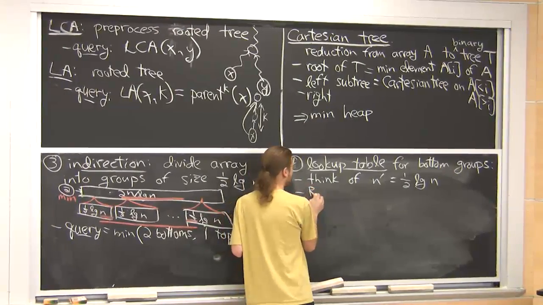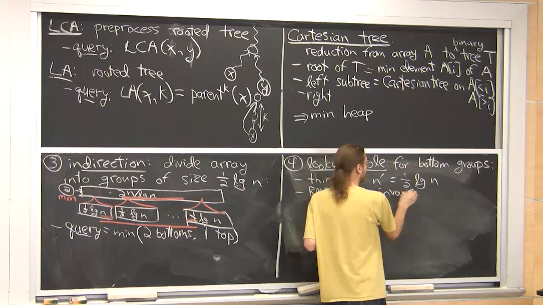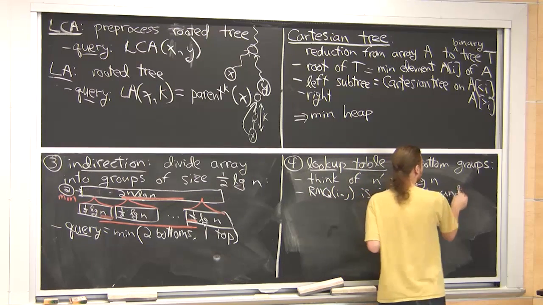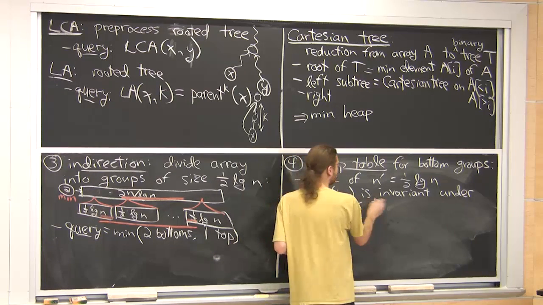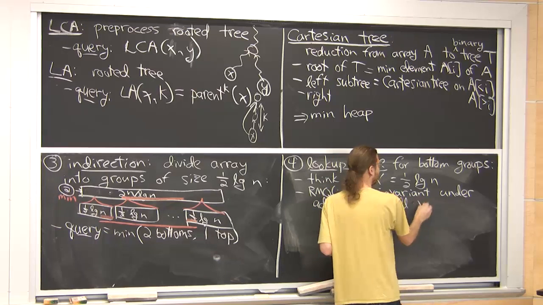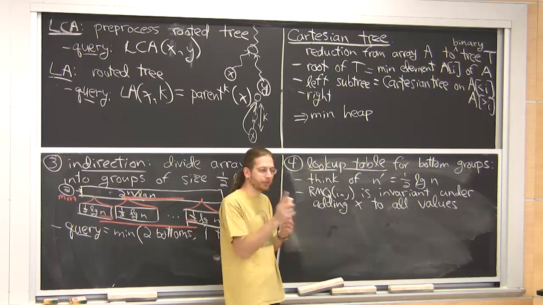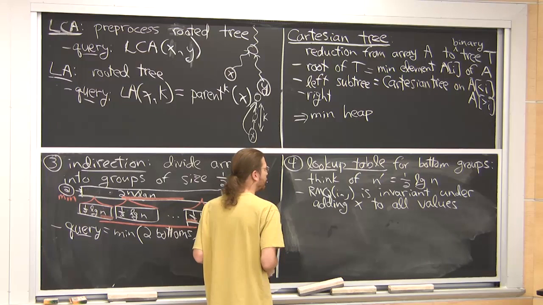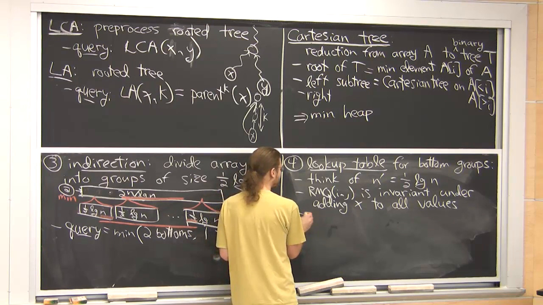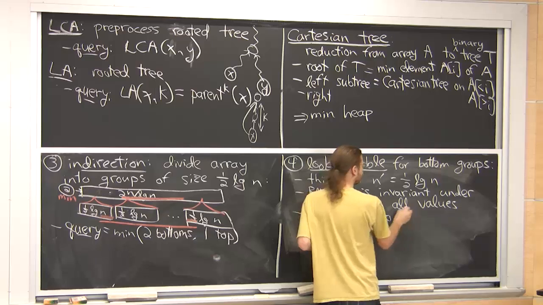Okay? I claim it doesn't really matter what value you start at because RMQ, this query, is invariant under adding some value x to all entries, all values in the array. Right? If I add 100 to every value, then the minimums stay the same in position. So again, I'm thinking of RMQ as an argmin, so it's giving just the index of where it lives. So in particular, I'm going to add minus the first value of the array to all values.